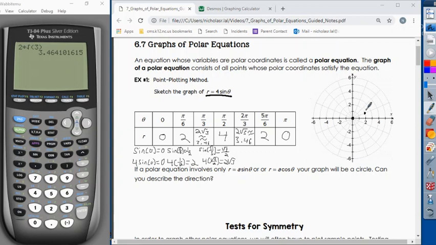So when we look at all these rotations, we're facing pi over 6, 2; pi over 3, about 3.5; pi over 2, 4; 2 pi over 3, 3.46; 5 pi over 6, 2; and then pi, we're back at 0.